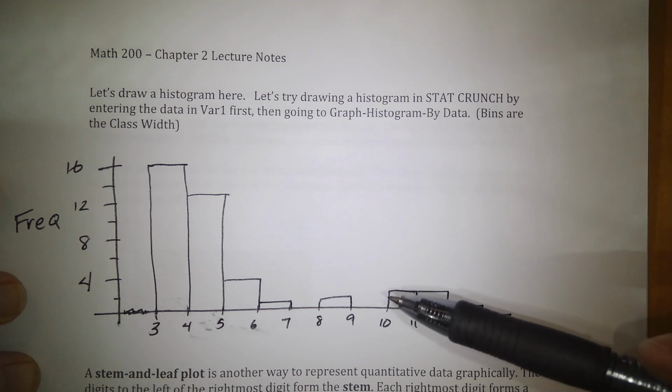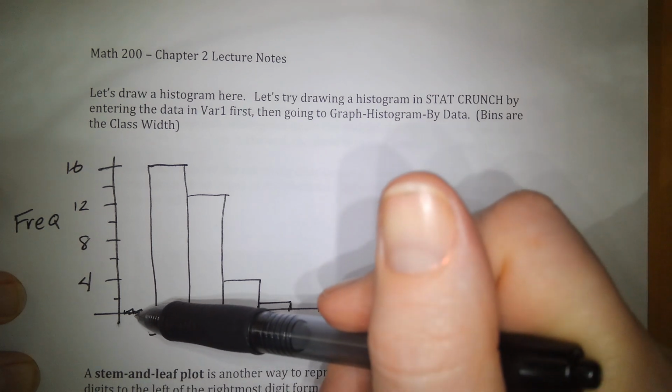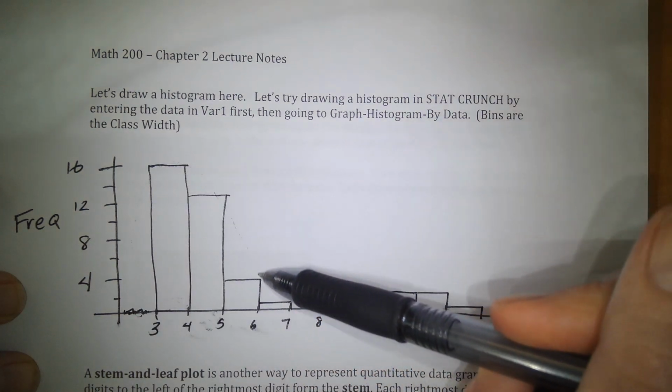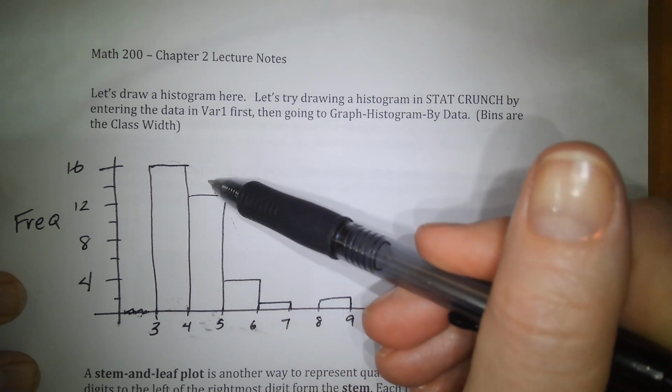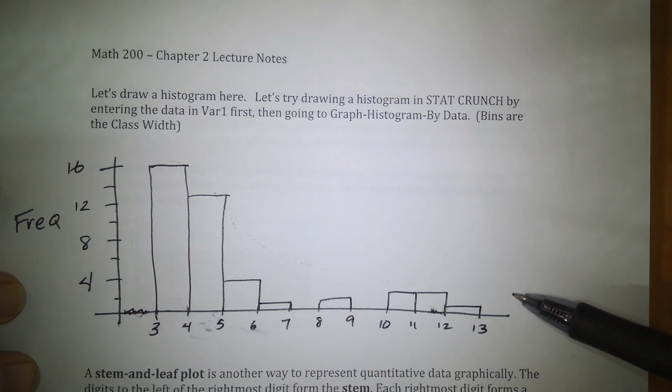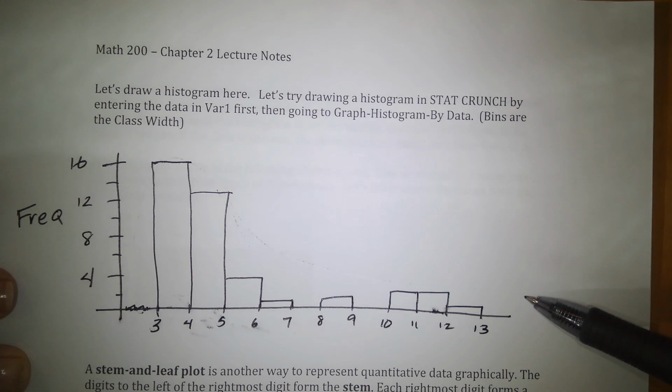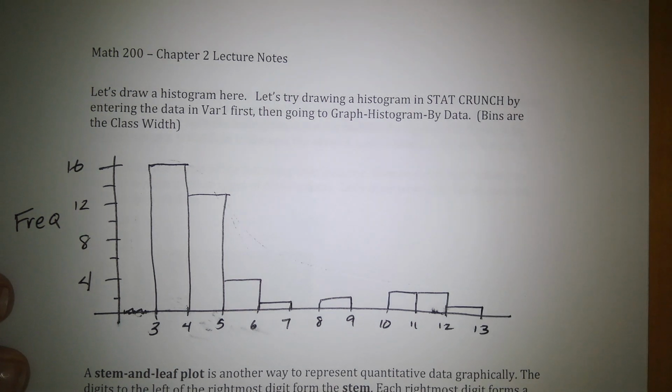So you see that it has some sort of a distribution where the height is based over here between 3 to 4, 4 to 5, and then it sort of tapers off to the right-hand side. We can also do this in StatCrunch.